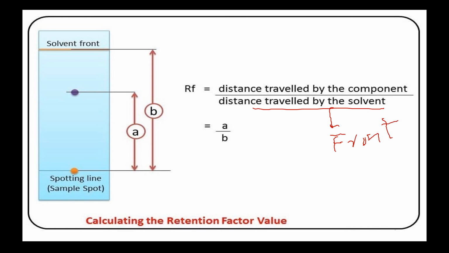यहाँ देखें, here is the chromatogram. ये single component ही लिया हुआ है for simplicity. ये हमारा spot था, it got separated here and this is the solvent front. और भी components होंगे लेकिन हम क्योंकि यहाँ पे एक का ही calculate कर रहे हैं तो इसलिए एक component ही show किया हुआ है. A, this A is the distance traveled by the component while this B is the distance traveled by the solvent front. तो इन दोनों की जो ratio है that is RF.